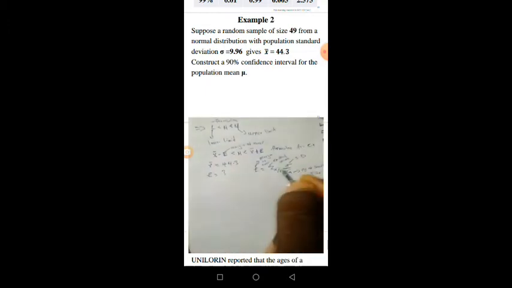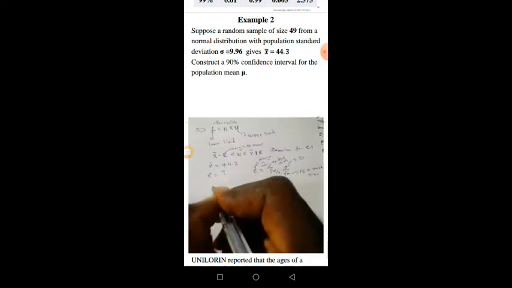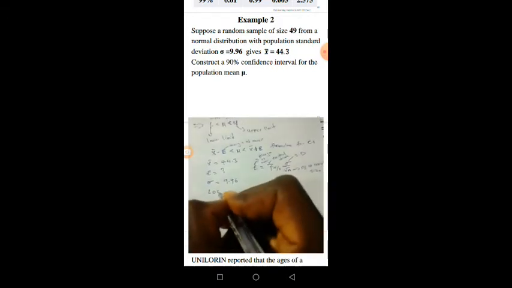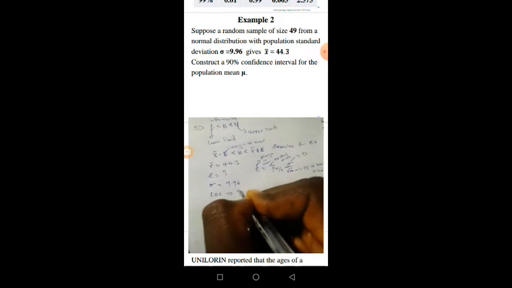So now, the solution. Before the solution we have to write out the parameters. So let's write the parameters. What is our standard deviation according to the question? It is 9.96. Then what are we given again? Our level of confidence, LOC, is 90%.